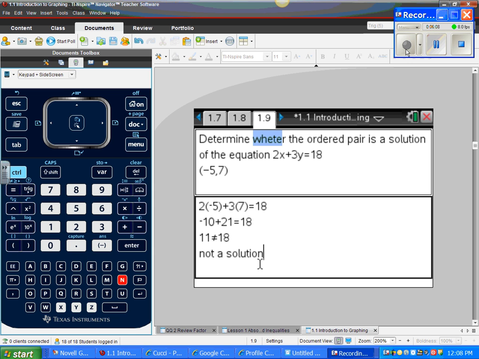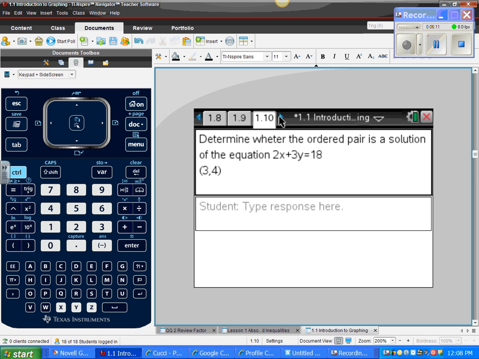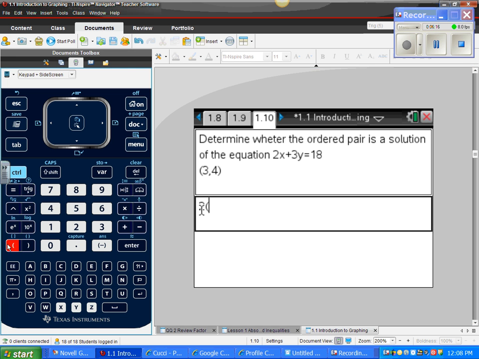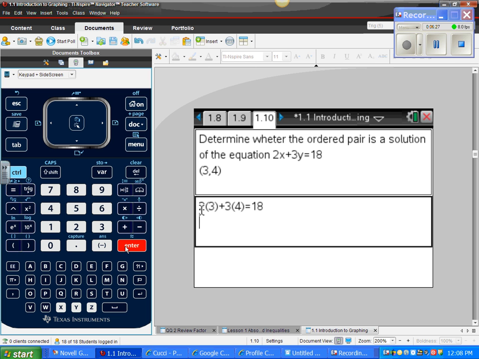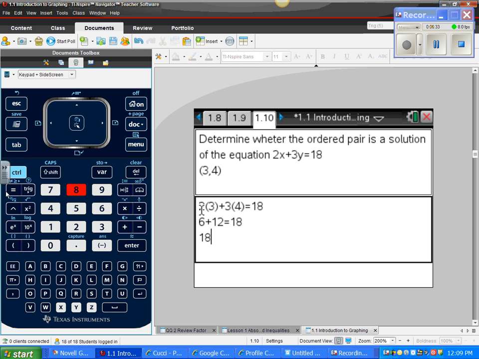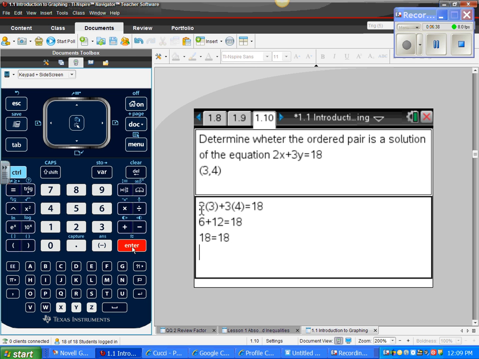Okay, so let's go to the next page. Determine whether the ordered pair is a solution. So same thing here, okay? 2 times 3 plus 3 times 4 equals 18. So we get 6 plus 12 equals 18. And indeed, 18 equals 18, so that is a solution.